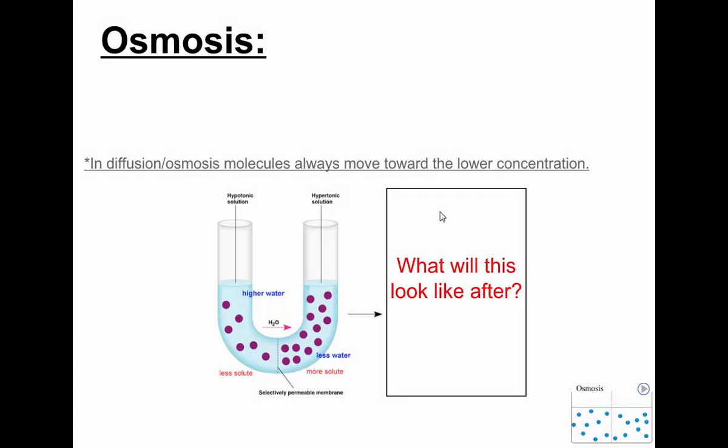All right, 2 more slides. There's a type of diffusion that's really important. It's called osmosis. And osmosis is when it's water that's diffusing across a membrane. So just like other molecules, water also moves from a high concentration to a low concentration. In diffusion, molecules go from high to low concentration.